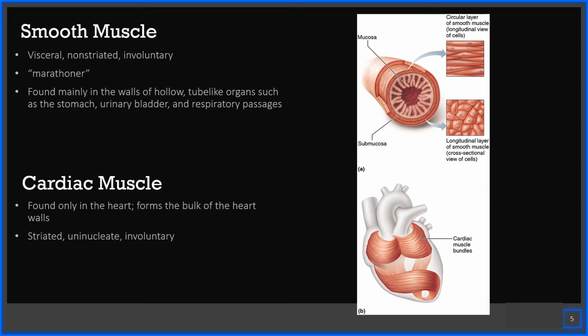Cardiac muscle is found only in the heart. It forms the bulk of the heart walls, striated, uninucleate, and involuntary. And you can see here in the image in B the way it's wrapped around, arranged in a spiral or a figure 8 shaped bundle. And this just allows the heart, when it contracts, for its internal chambers to become smaller, forcing blood on a one-way path. Ideally, deoxygenated blood into one side and oxygenated blood out the other side, which again, we'll focus on more in the cardiac chapter.